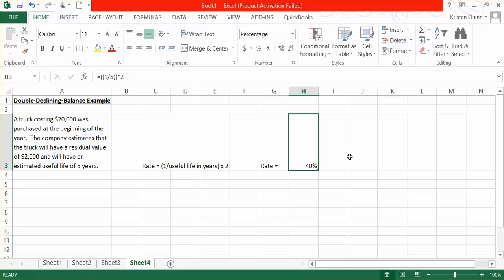The double declining balance method is an accelerated method, which means that we recognize the most depreciation expense in the first year and the least amount of depreciation expense in the final year of the asset's useful life. The theory is that we receive the most benefit from the asset in its first year and therefore should recognize the most expense.